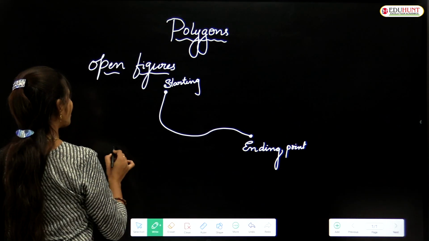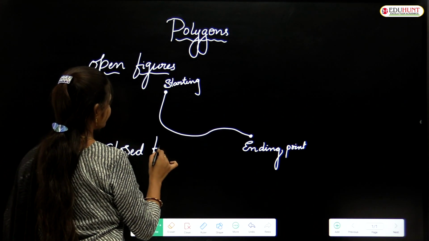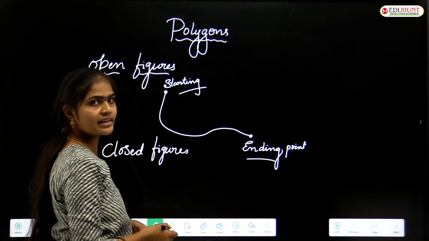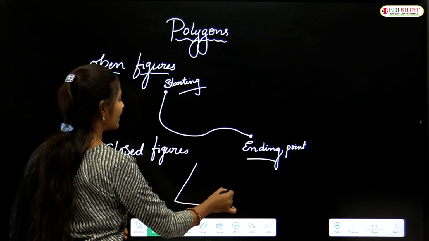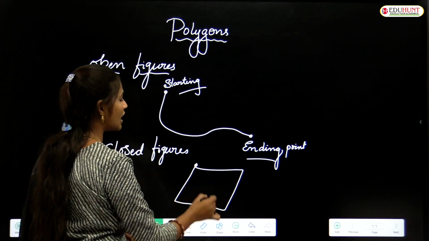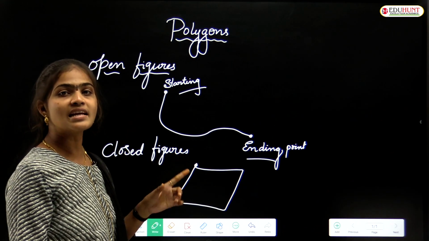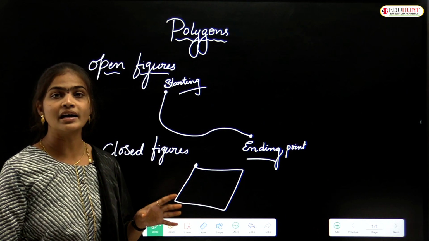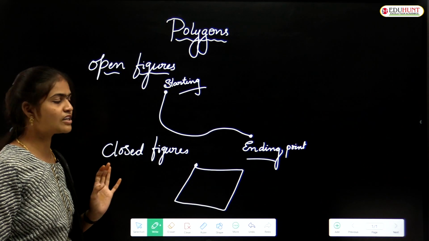Okay, next one, closed figures. So what about closed figures? Here I am saying that two different points are there. Closed figures means the starting point of a figure and the ending point of a figure are both the same. If the starting point and ending point of a figure are the same, then we call that type of figure a closed figure.